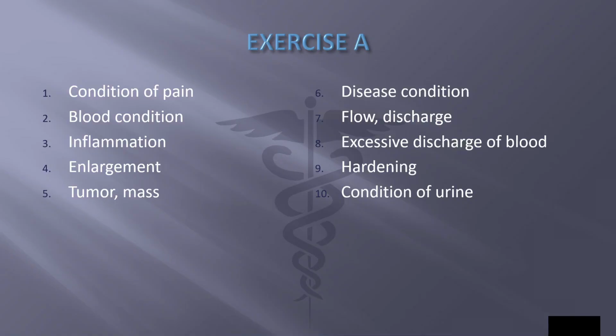5, oma. This means tumor or mass. 6, pathy means disease condition. 7, rhea means flow or discharge. 8, ragia is excessive discharge of blood. 9, sclerosis means hardening. And 10, urea means condition of urine.